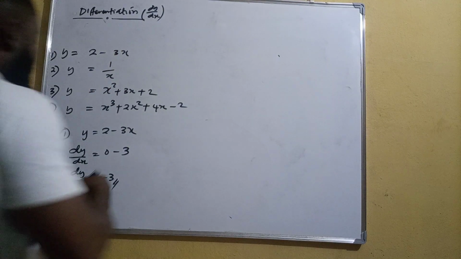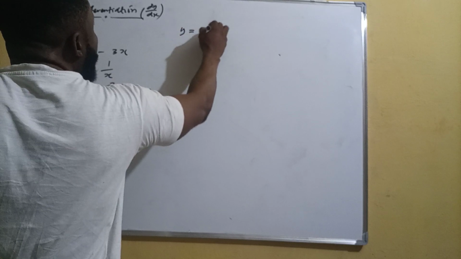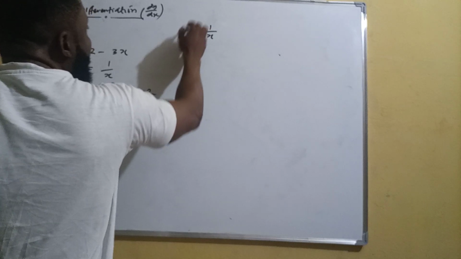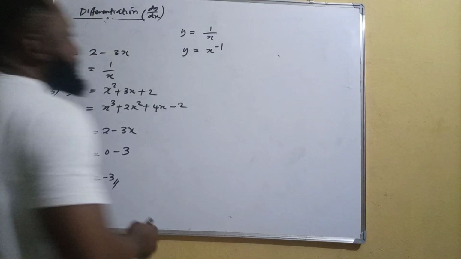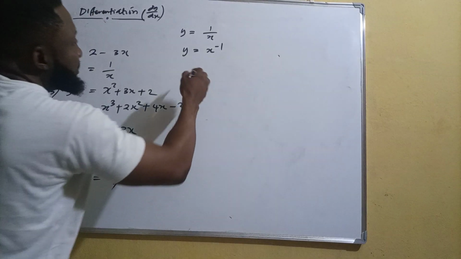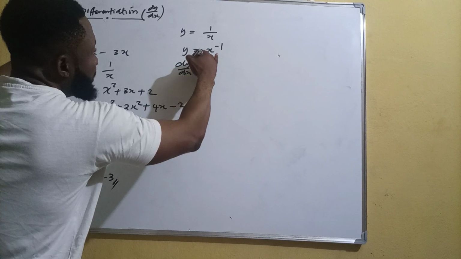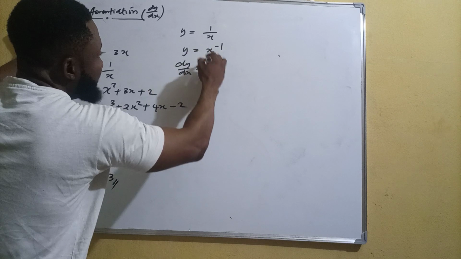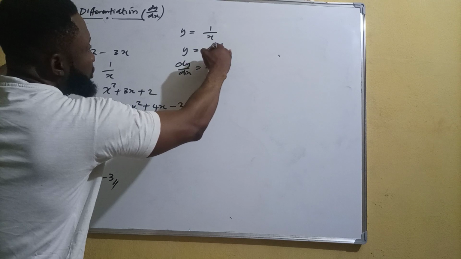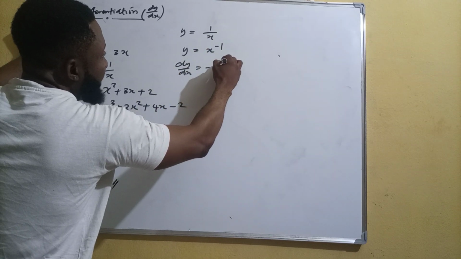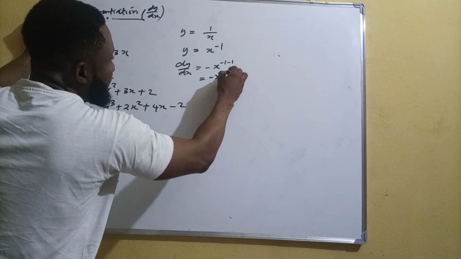We now move to the second question. The second question is y equal to 1 over x. And this, from our law of indices, can be written like this. So we now have the dy/dx of this function. The power here is minus 1. The coefficient is 1. So minus 1 times 1 will give us minus 1. So we now subtract 1 from the power. This will now be minus 1 minus 1, and that will give us minus x raised to power minus 2.